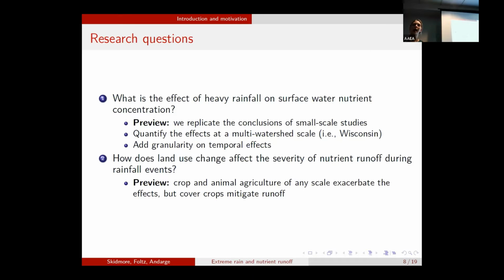First, we're going to ask, what is the effect of heavy rainfall on surface water nutrient concentration?